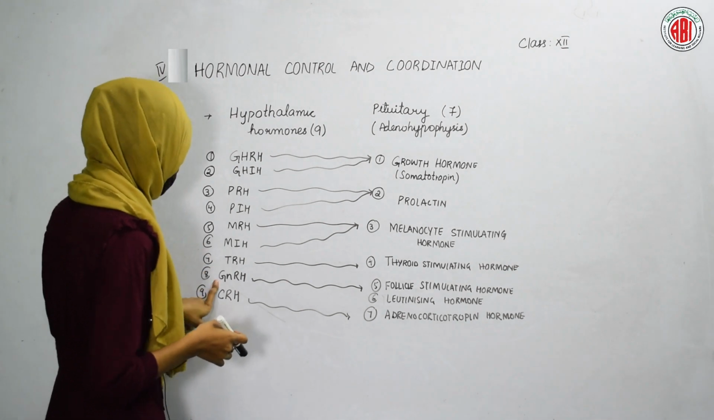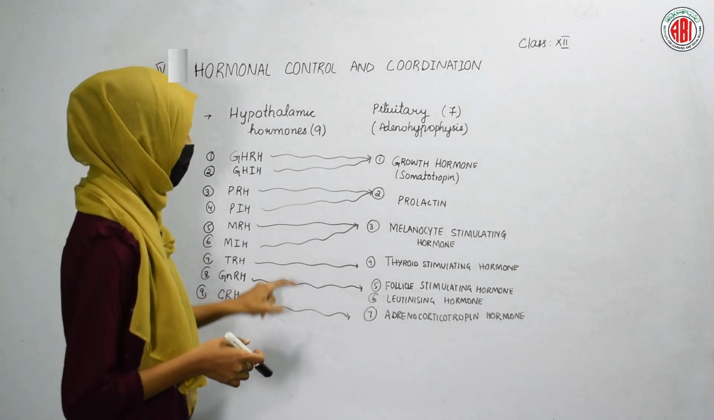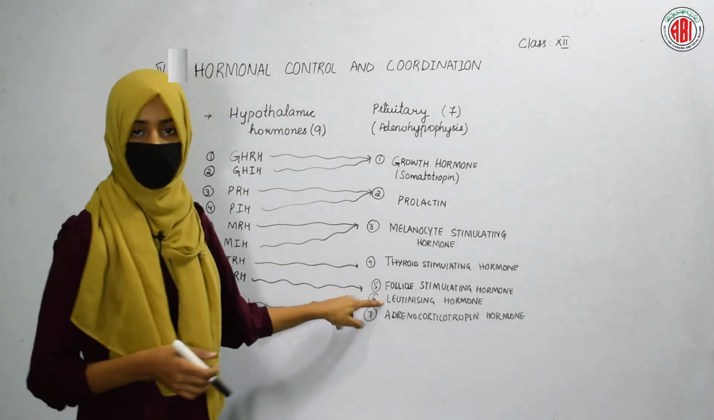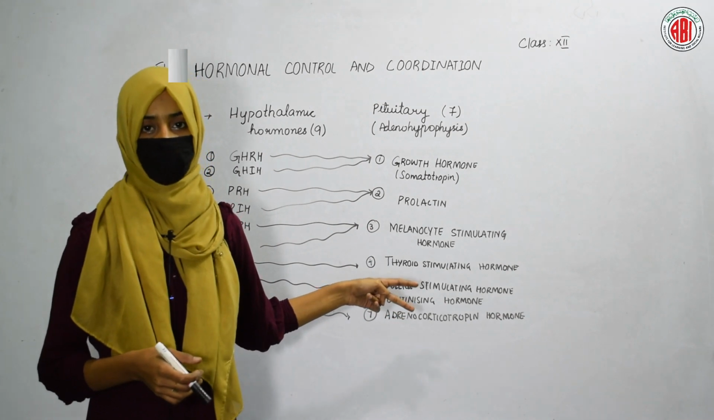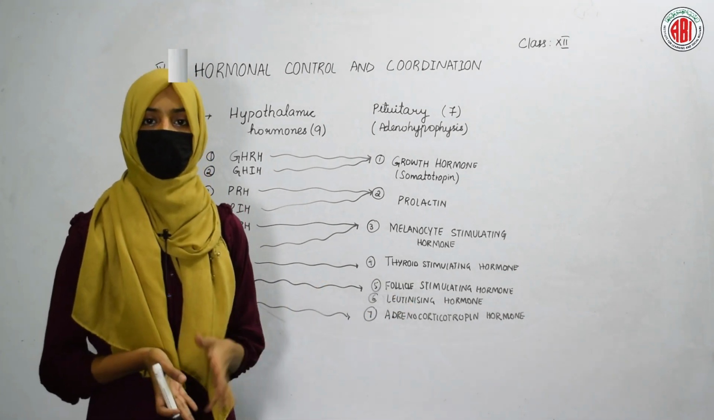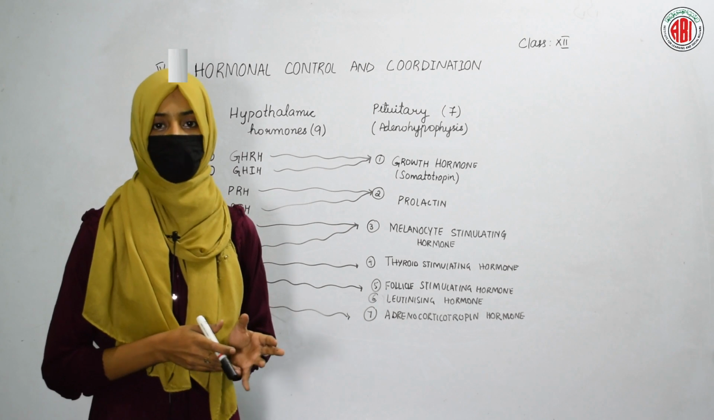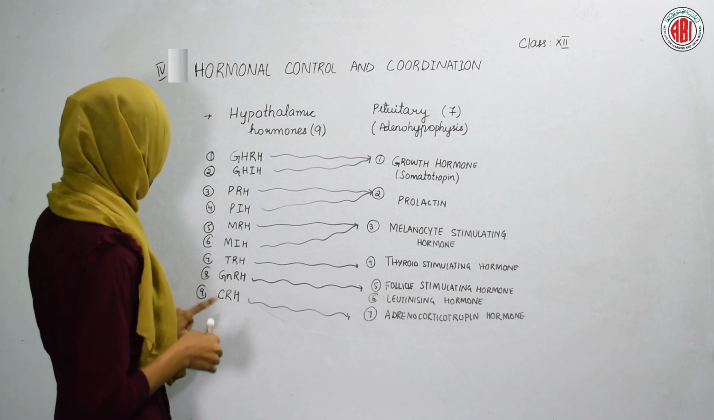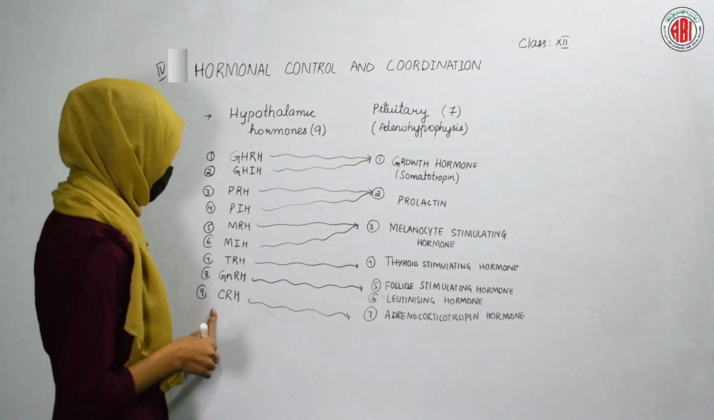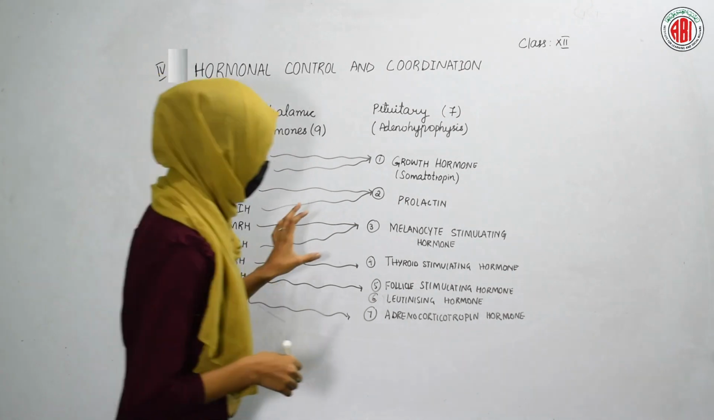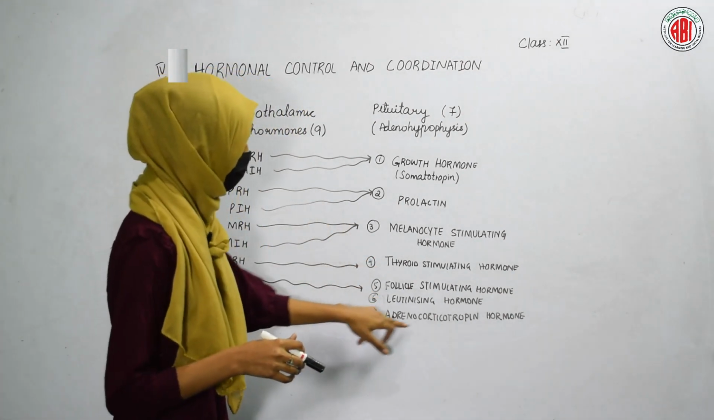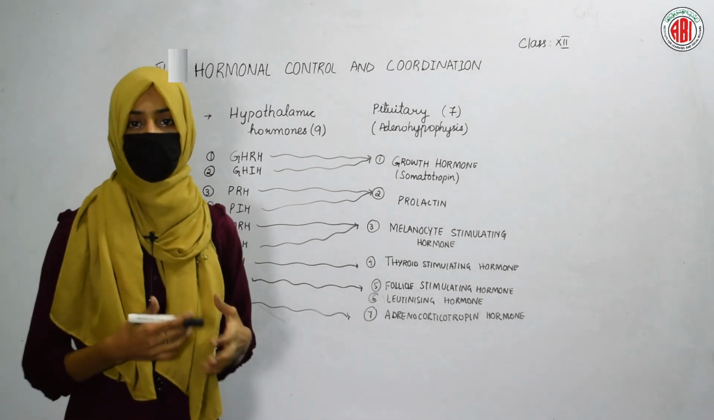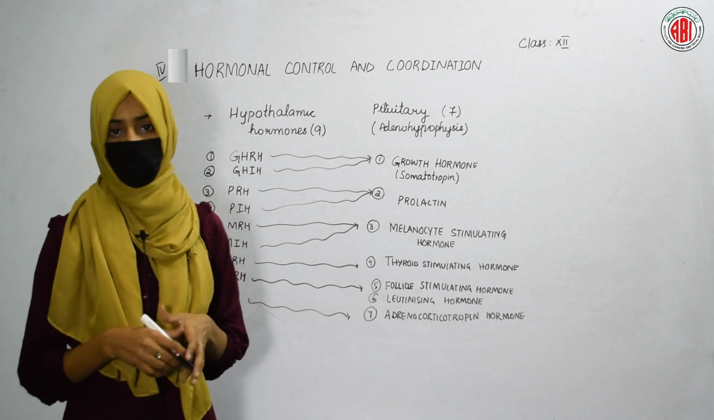The next one is gonadotropin releasing hormone, which stimulates the different pituitary hormones like follicle stimulating hormone and luteinizing hormone. These two hormones are responsible to secrete some other hormones like testosterone and estrogen from the different reproductive parts in a human body. The next and the last one is corticotropin releasing hormone, which shows its stimulation on adrenocorticotropic hormone, and the secretion of this hormone stimulates the adrenal gland to release cortisol.